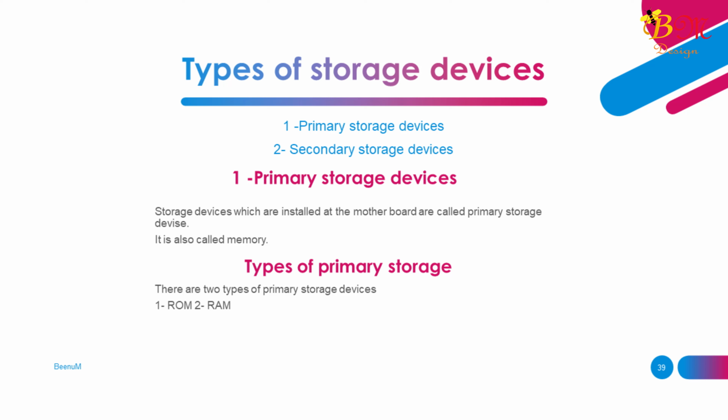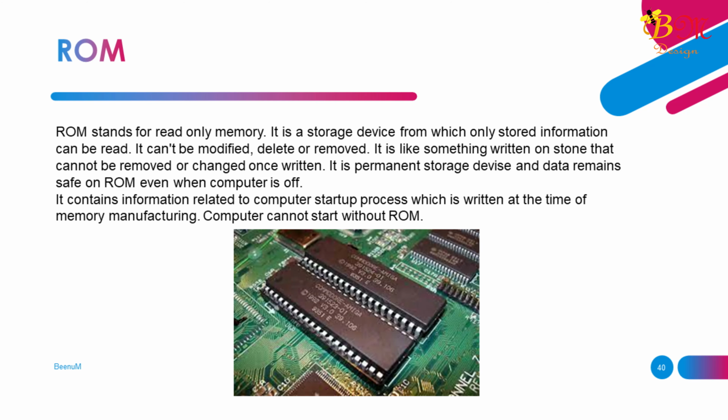Types of primary storage. There are 2 types of primary storage devices: 1. ROM. 2. RAM. ROM. ROM stands for read-only memory. It is a storage device from which only stored information can be read. It cannot be modified, deleted, or removed.